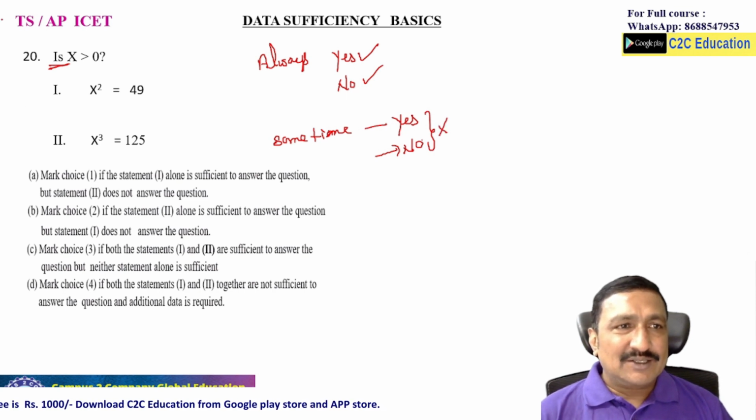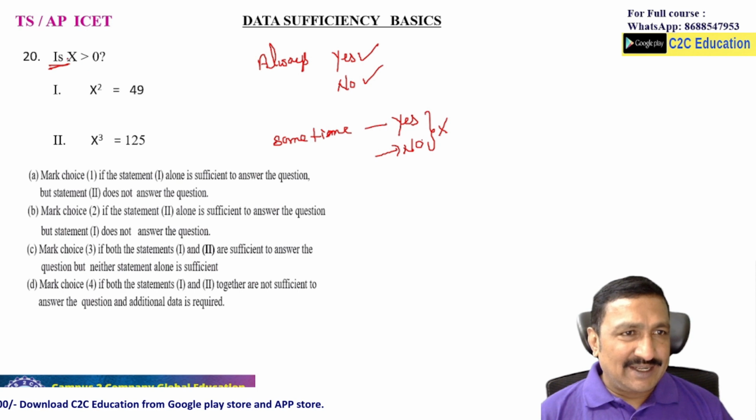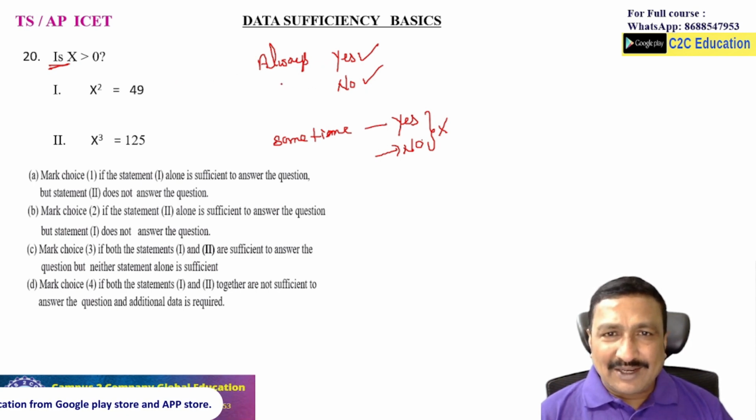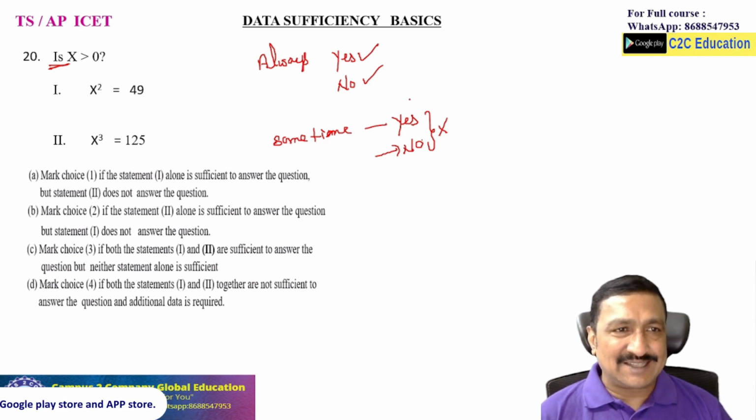Okay dear friends, so look at the first question. x square is equal to 49. Is x greater than 0? Is x greater than 0 means we have to decide whether x is positive or negative. Always yes is no problem, or always no also no problem. But sometimes yes, sometimes no, we cannot decide.